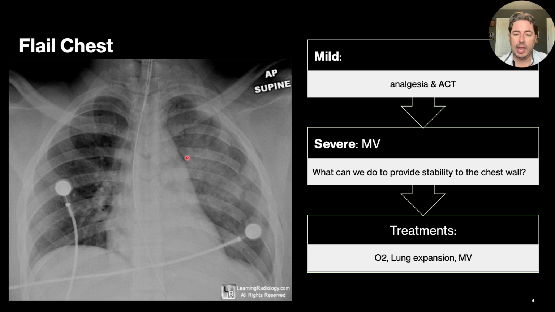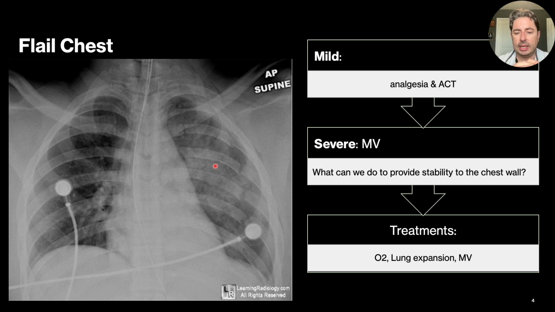Another thing that we're going to look at is non-invasive ventilation or some CPAP. If we can maintain the structure of that chest wall with PEEP or with CPAP, that will be very beneficial as well.